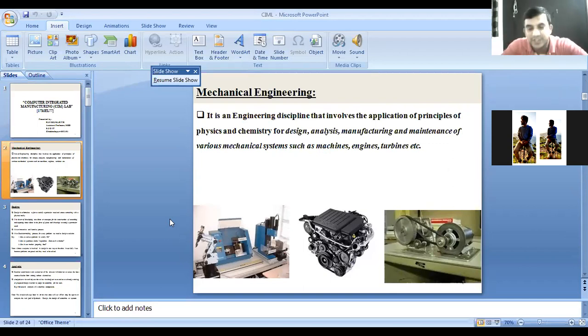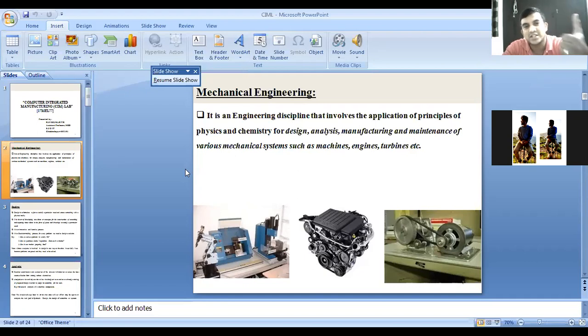Before starting to know the CIM lab, I'll come back to what we mean by mechanical engineering. All the things are related here. Mechanical engineering is an engineering discipline or profession. It enables the design, analysis, manufacturing, and maintenance of various mechanical systems, such as machineries, engines, turbines. You already know about mechanical systems or machineries.